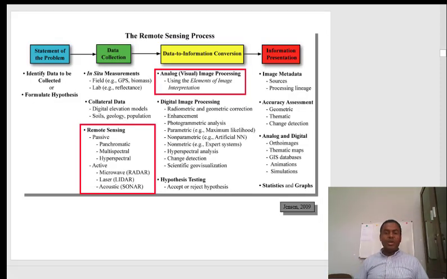Okay, where do we put our remote sensing data in the continuum of our research process, from statement of the problem, data collection, conversion of data into information, and information presentation? This is a whole process of problem solving. Where do you put your remote sensing process? Remote sensing can help your problem solving process in collecting data as well as in conversion of data into information.